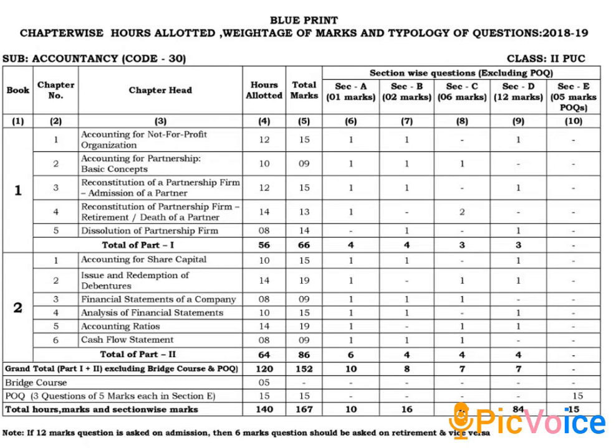In the last video, we saw that the first book includes 5 chapters and how many marks are allotted for each chapter. Now we will see how many chapters the second book includes and how many marks are allotted for each chapter. So in the second book, the first chapter is accounting for share capital.